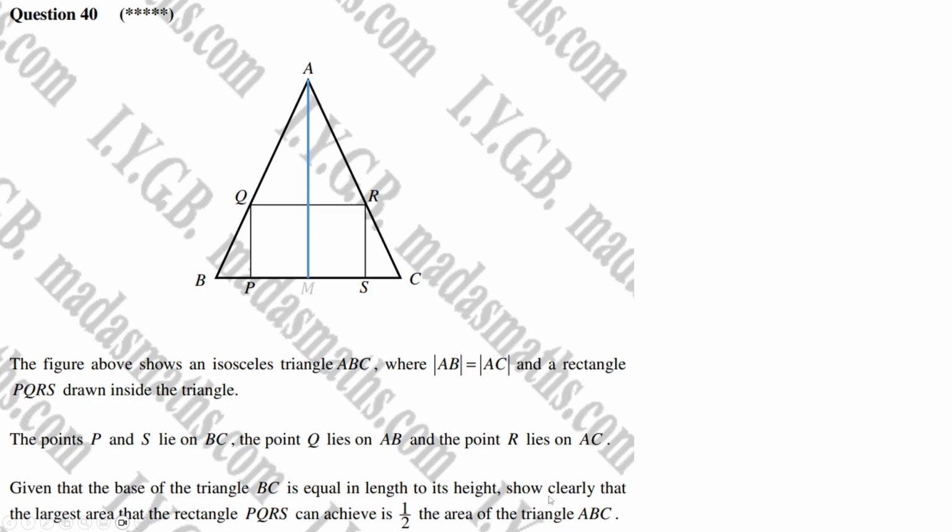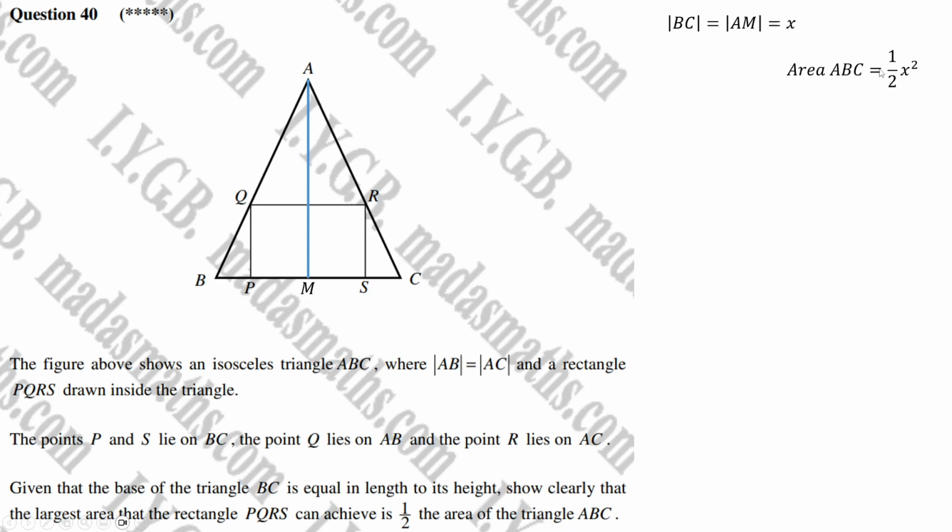Okay, so BC equals AM here, and we'll just call that X. It doesn't matter what you call it. So we can say that this triangle has area half X squared because it's half base times height. Okay, we'll end up changing that later.